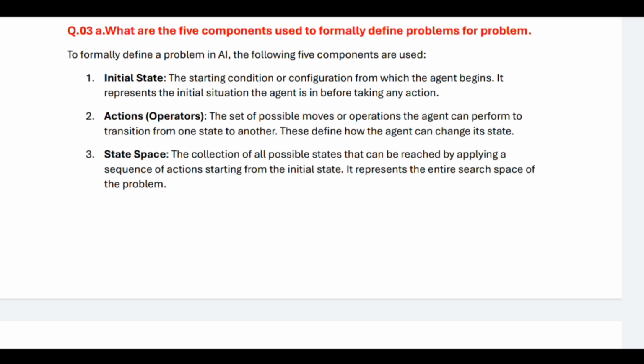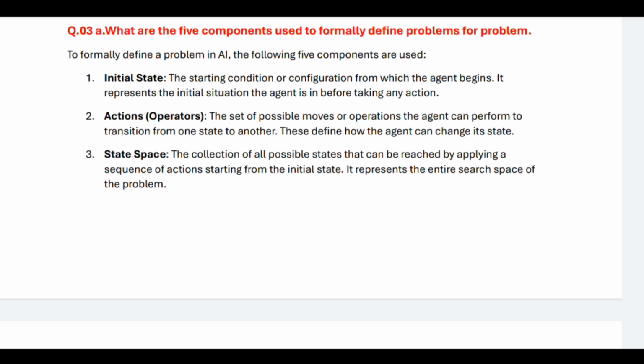So we will start the second model. What are the five components used to formally define a problem? It's very simple. We have to see the problem. If you solve the problem, what are the important steps? They ask about the five components only. First, we have the initial state, where to start. And action: what actions we should take when the problem is there, that's the action state.